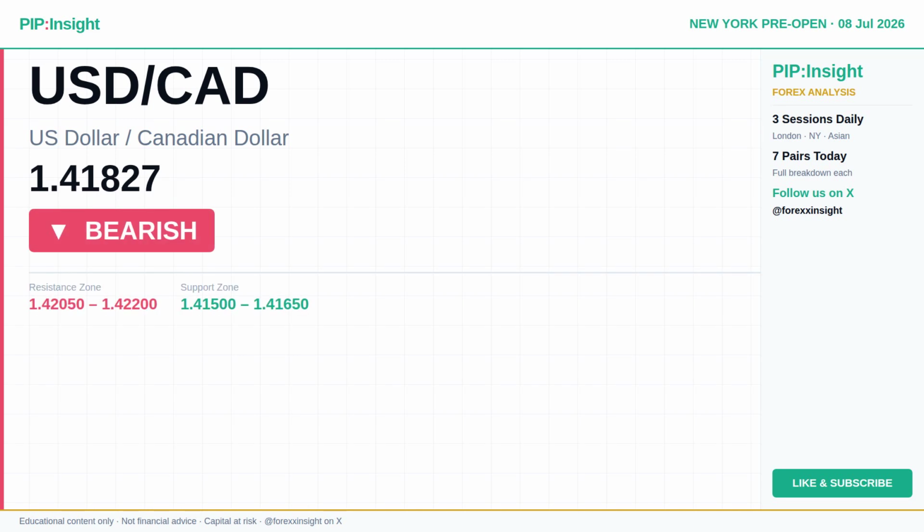Dollar Canada. The chart is showing bearish structure on this session. The 4-hour trend is to the downside and the 1-hour is also pointing lower. Resistance is marked between 1.4205 and 1.422. Support is marked between 1.415 and 1.4165. Here is the full chart breakdown.